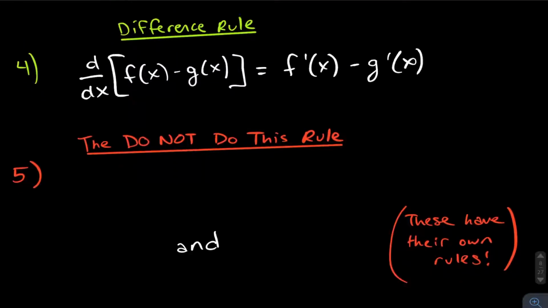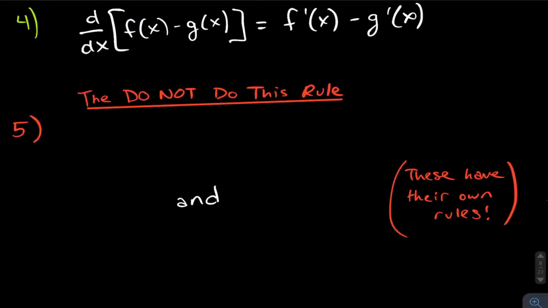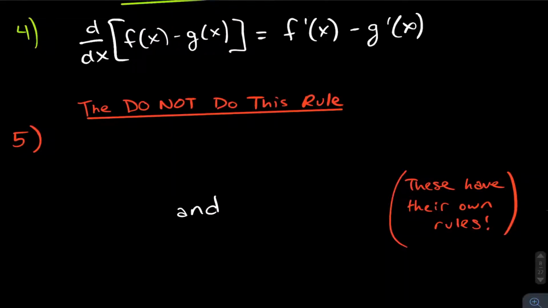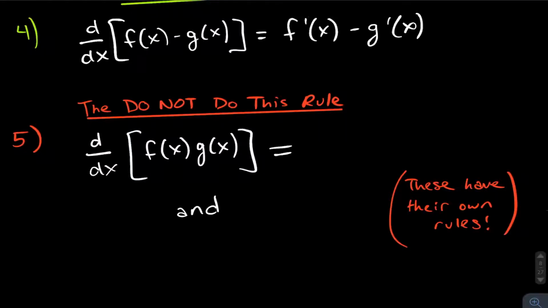Okay, and then here's the do not do this rule. We'll talk about how you actually do this later with product rule and quotient rule, but don't assume that since we can do this with addition and subtraction, that we can do this with multiplication and division. The derivative with respect to x of f of x times g of x is not equal to f prime of x times g prime of x. As nice as that would be, that's not how this is going to work.